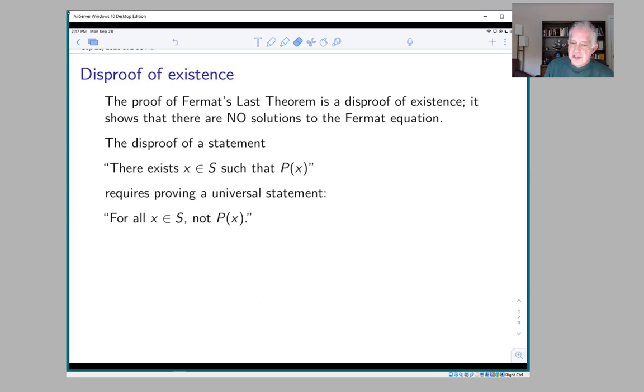And more generally, if we have a there exists statement of the form, there exists an x in some set S such that some property P of x holds, the negation of that is for all x in S, P of x does not hold. So there can't be any examples where P of x is true.